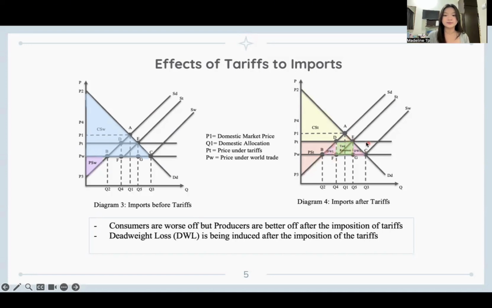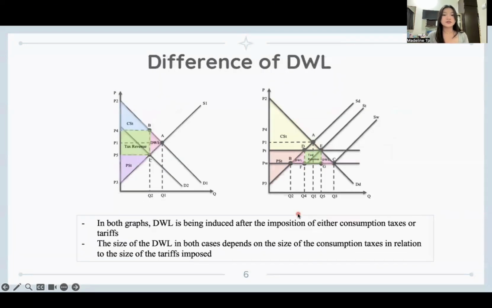Now, for the difference of that dead weight loss, this first diagram is after the imposition of consumption taxes, whilst this diagram is after the imposition of tariffs. For the dead weight loss, we can't really identify which one is bigger, although in the picture we can see that there's a difference in the dead weight losses. But in reality, it depends on how much tax is imposed in each situation.